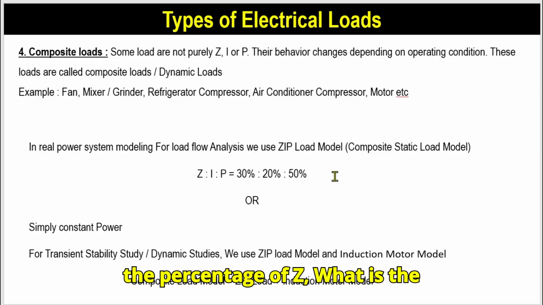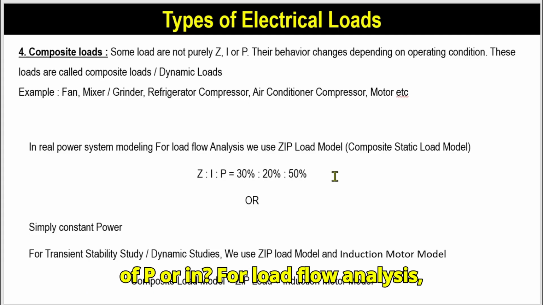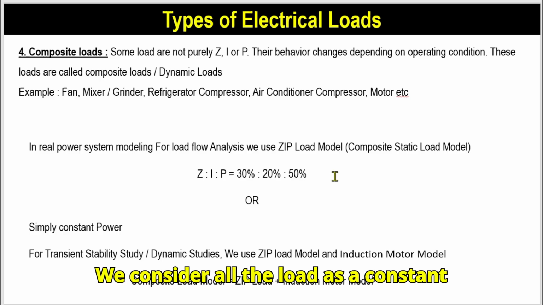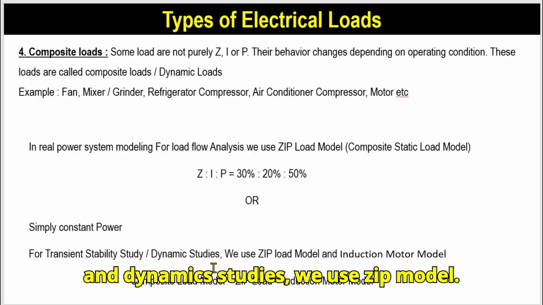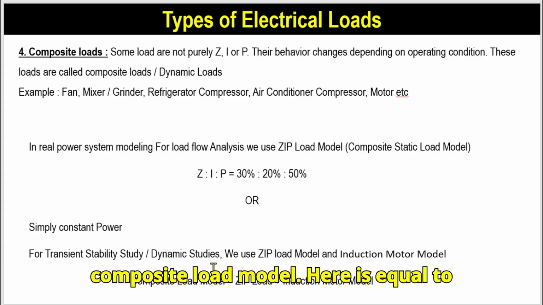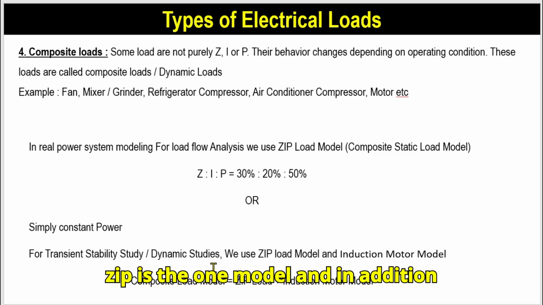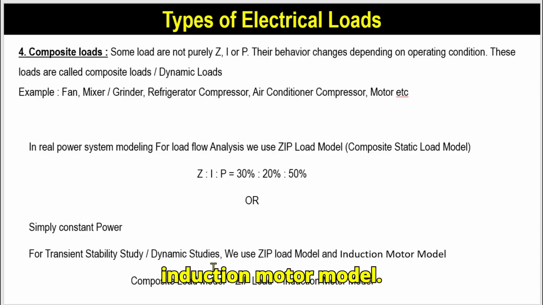What is the percentage of Z? What is the percentage of I? What is the percentage of P? Or for load flow analysis, we simply take the constant power loads. We consider all the load as a constant power load. For transient stability and dynamic studies, we use ZIP model and induction motor. That means the composite load model here is equal to ZIP plus induction motor model. ZIP is the one model, and in addition to that, we study the motors as an induction motor model.